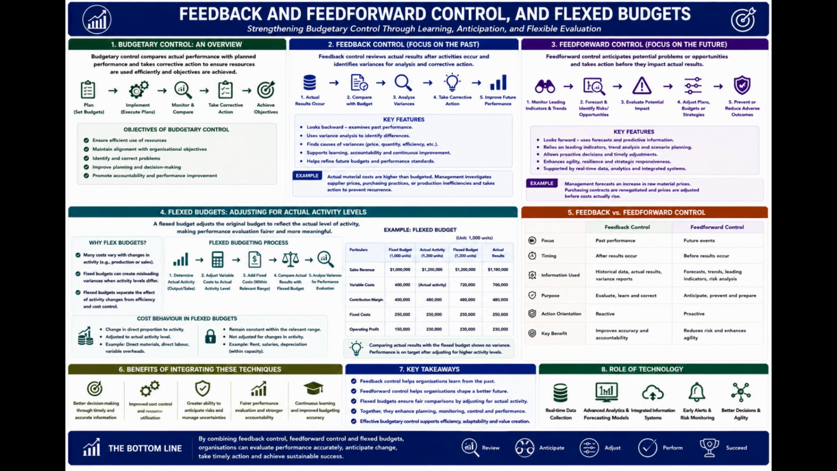Variable costs are adjusted in proportion to actual activity levels, while fixed costs generally remain unchanged within the relevant range. Once the budget has been flexed, managers compare actual results against the adjusted expectations to identify meaningful variances. This process improves performance evaluation by focusing attention on controllable factors rather than differences caused solely by volume changes.